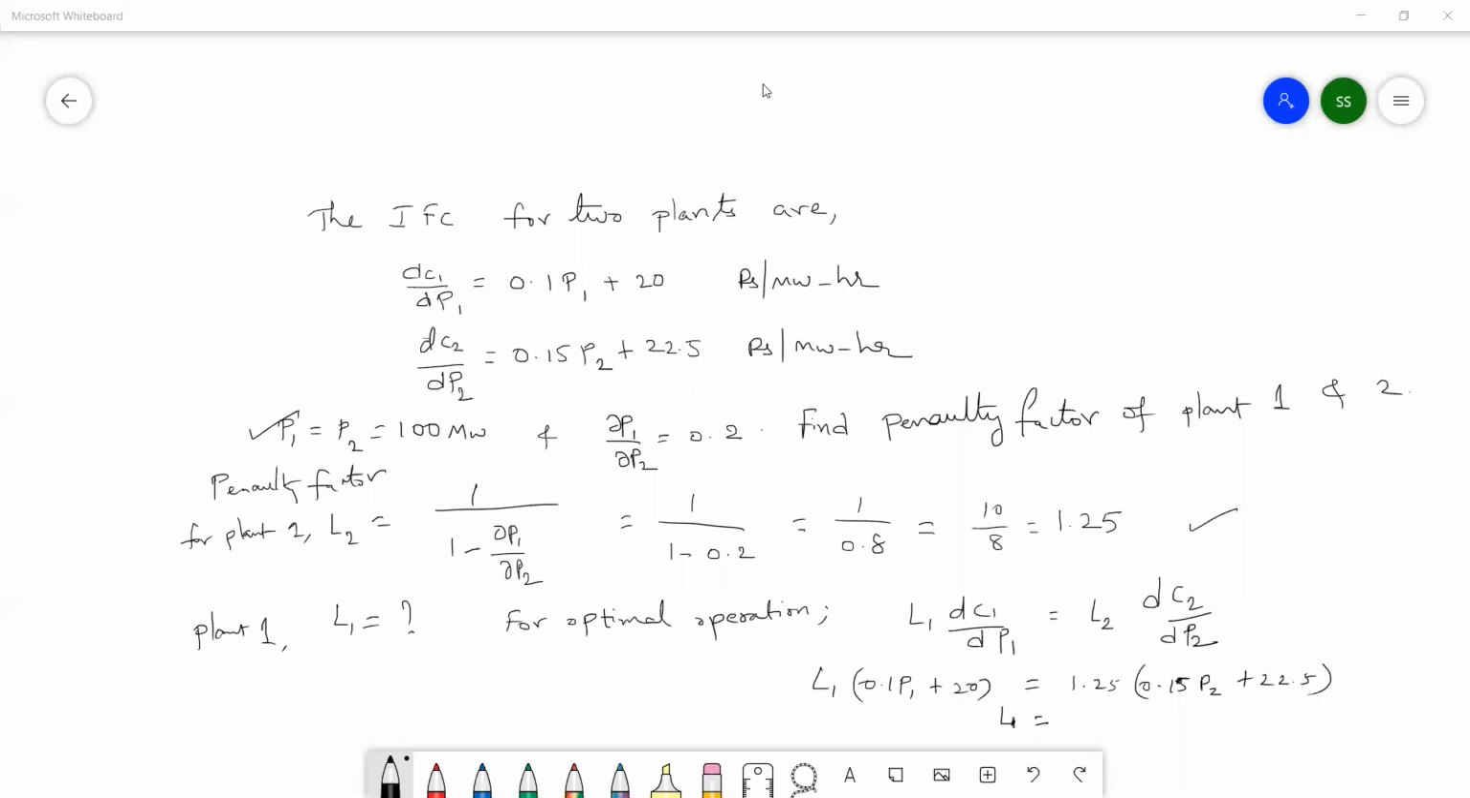Do it quick. Just substitute 0.1 into 100 plus 20 on the left-hand side, and on the right-hand side 1.25 into 0.15 into 100 plus 22.5. Therefore L1 equals, it should be around 1 point something, but I don't know the next digits.